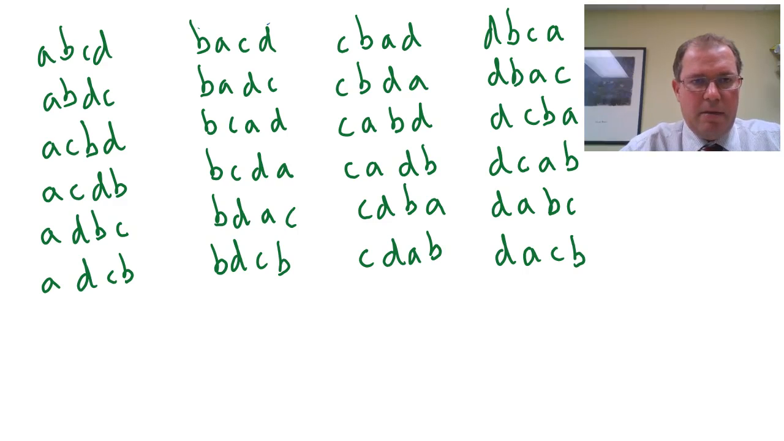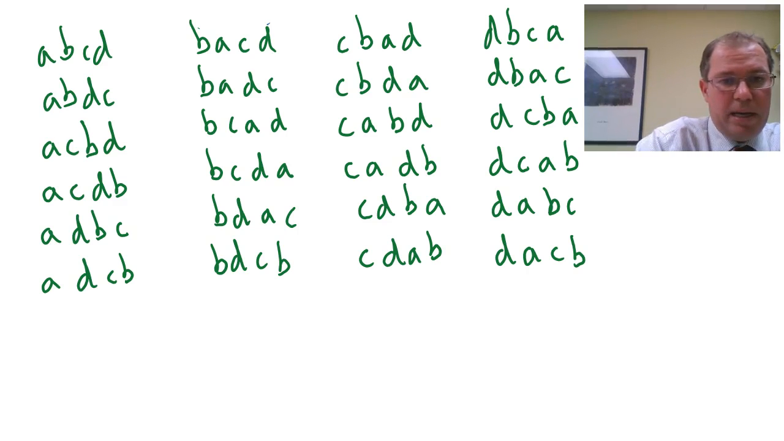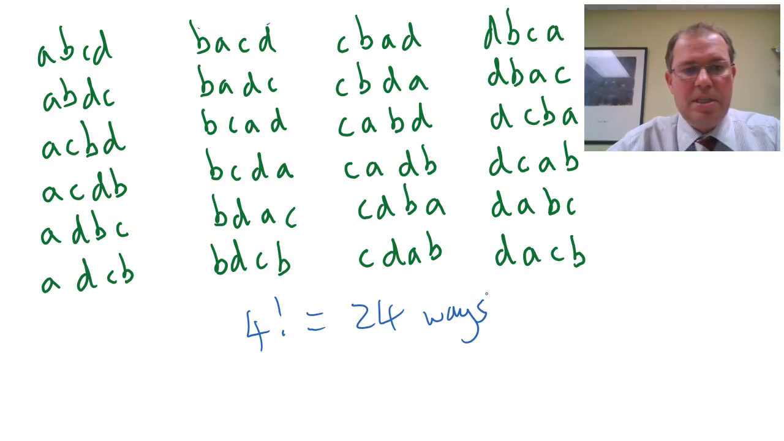Now, here we have A, B, C, D. And we can see that if we do a similar method to listing them all, this is what we get. And you can see there are 24 possibilities. Of course, a quicker way is to do our 4 factorial. And we get our 24 different ways to list A, B, C, D.